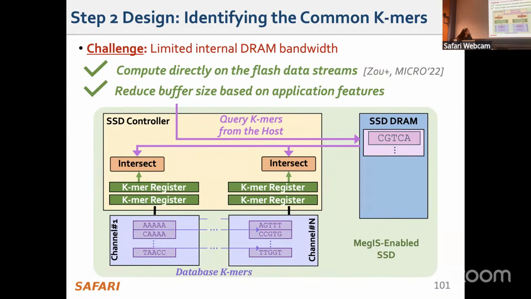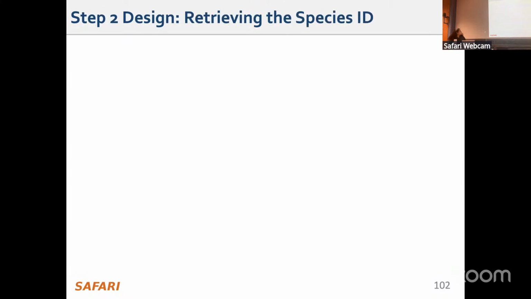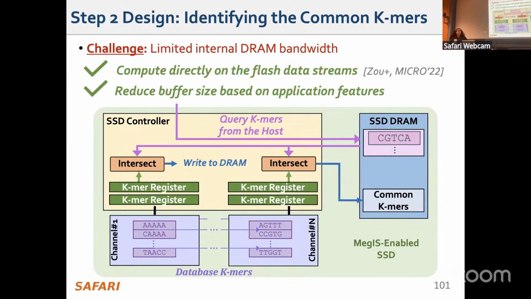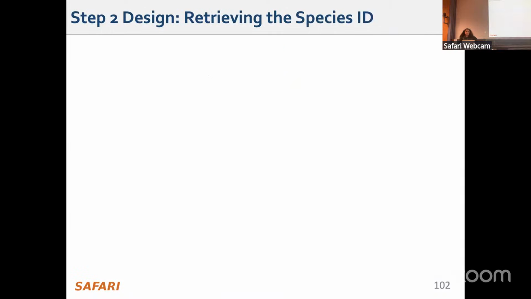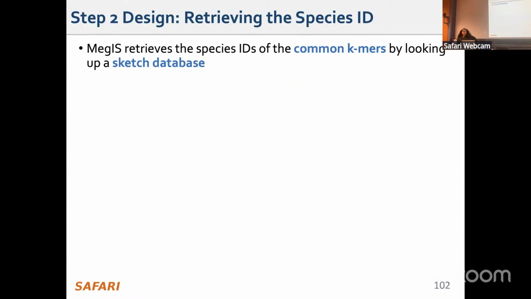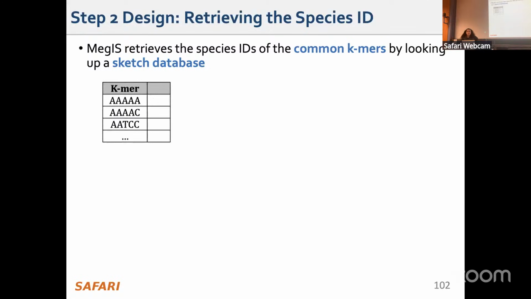So it's a very simple double buffering thing going on with very small overhead. And then we write the result. Okay, so we have the common k-mers. We are happy. And we want to find the species IDs of the common k-mers by looking up a sketch database. So what we do here is that each type of species would have different sketch k-mers, like k-mers that are representative of that species, like a signature of it.